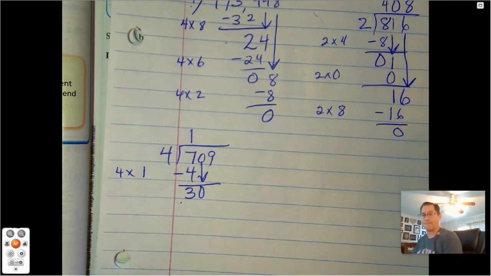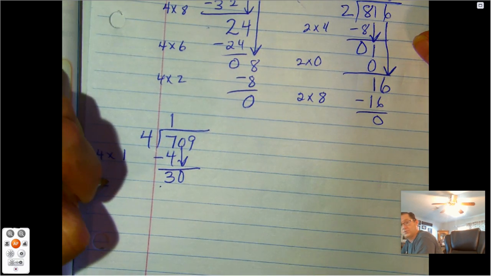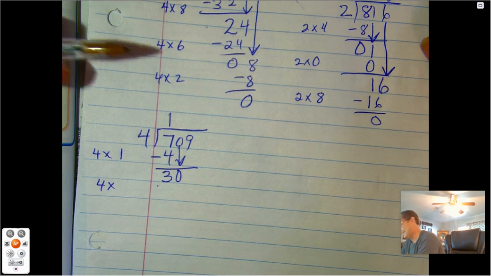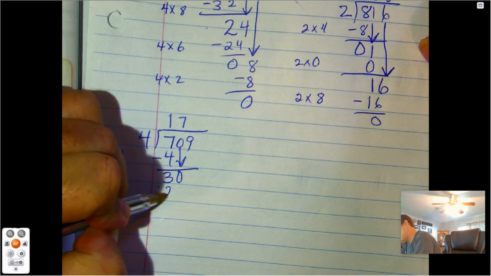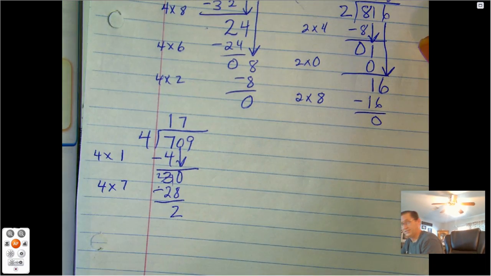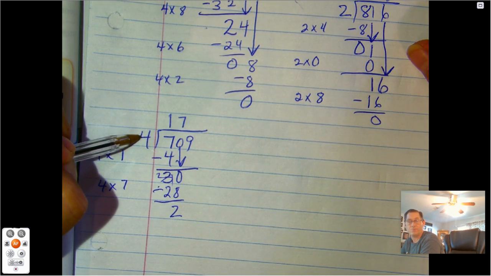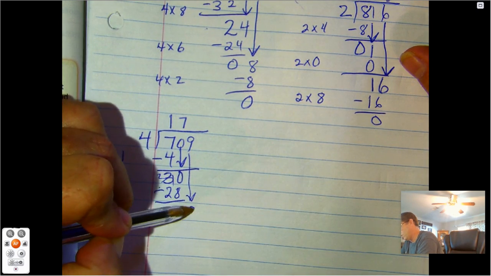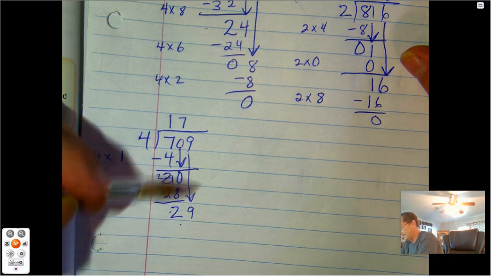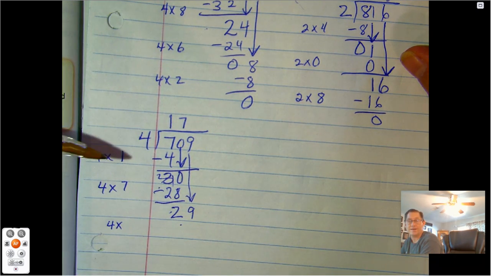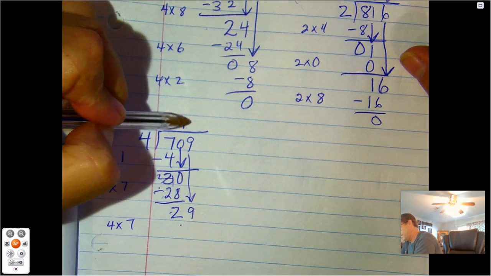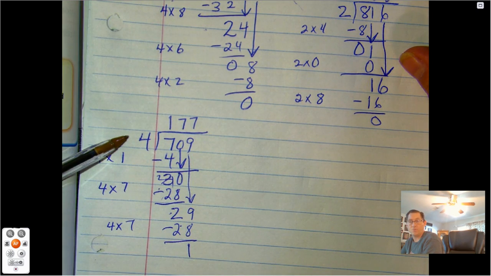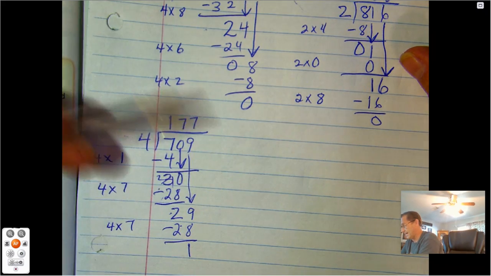And 4 times what is close to 28? 4 times 5 is 20. 24, 28, 7. 4 times 7. That leaves me 2 tens that I can't share equally with 4 groups. So I'm going to regroup those 2 tens as 20 ones. Bring down the 9 ones that we already have. So 29 divided by 4. 4 times what is close to 29? Well, we just did it. 4 times 7 is 28. Subtract, we're left with 1. But I can't share 1 equally with 4 groups, and there's no other digits to bring down. So we're going to say 177, remainder 1.